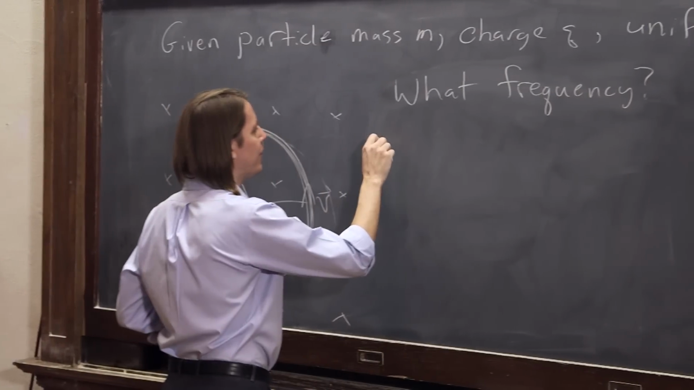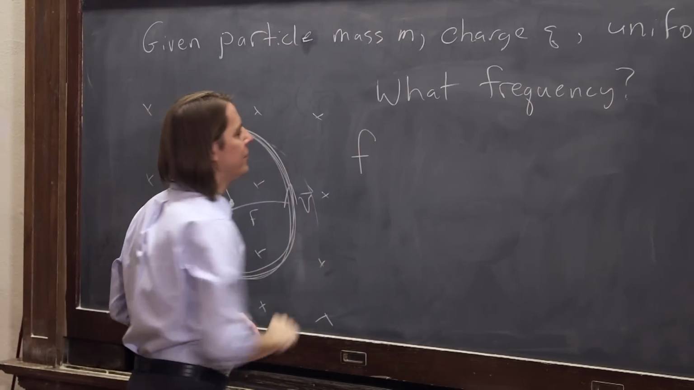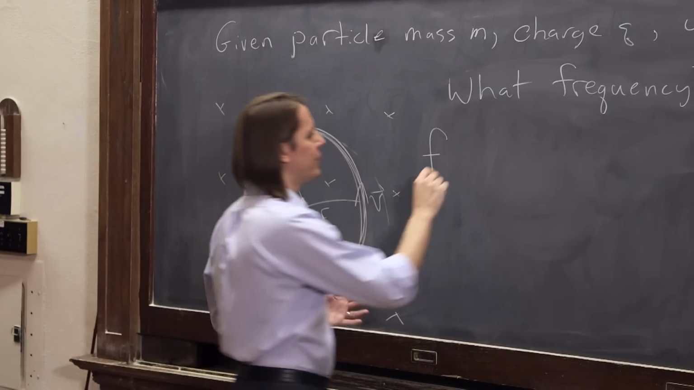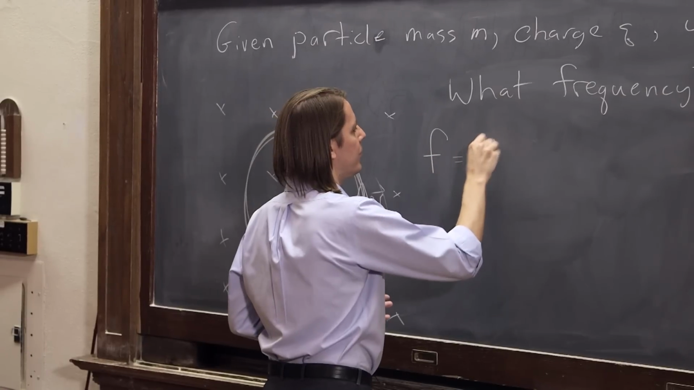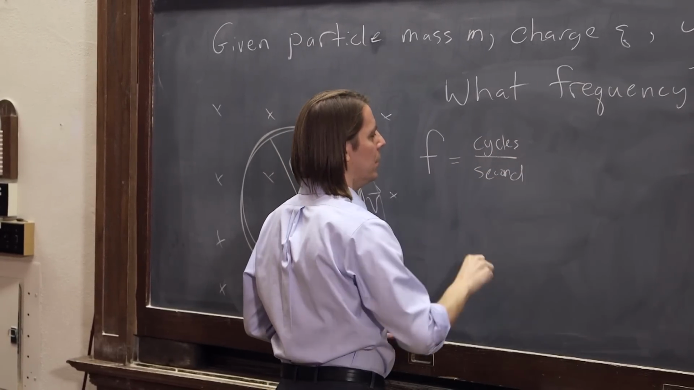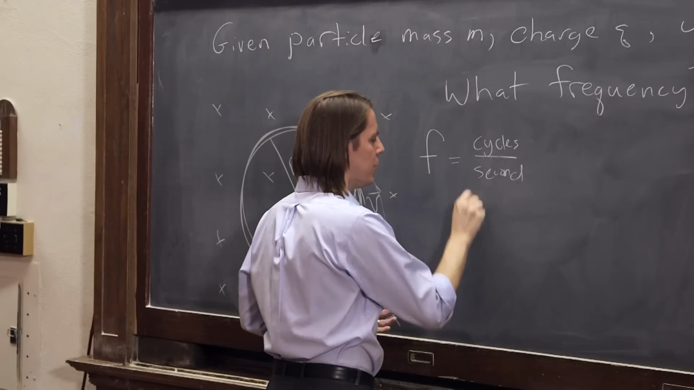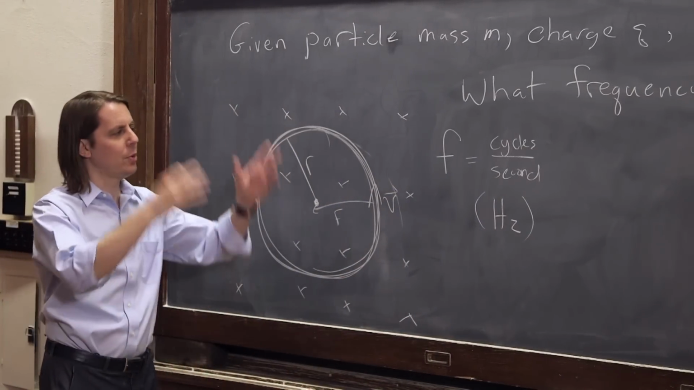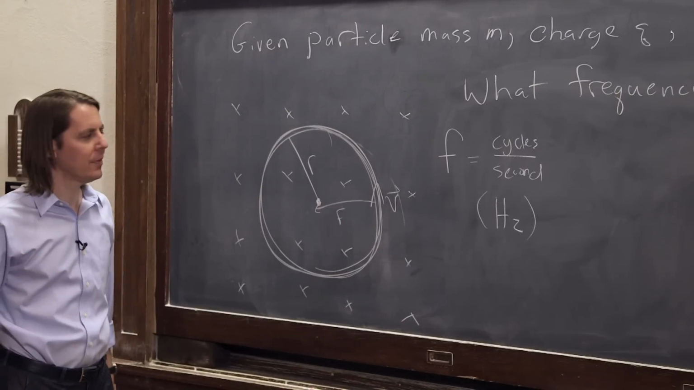You're used to thinking of frequency perhaps as f. If you haven't had a lot of physics and a lot of math, frequency is f. It describes cycles per second, and the unit is hertz. That's the frequency we always talk about that we're used to thinking about.